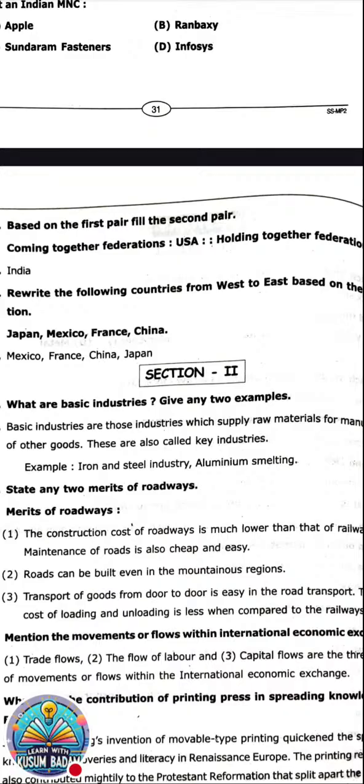Okay, now after that, state any 2 merits of roadway. So this you can write like roadway, it supplies door to door. So roadway we have door to door supply. So here the points are given. The construction cost of roadway.